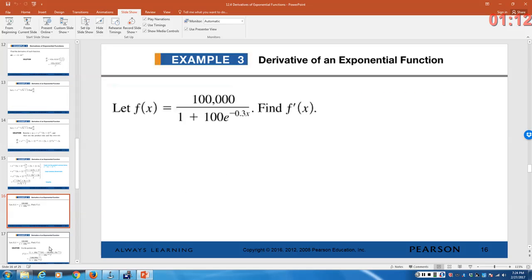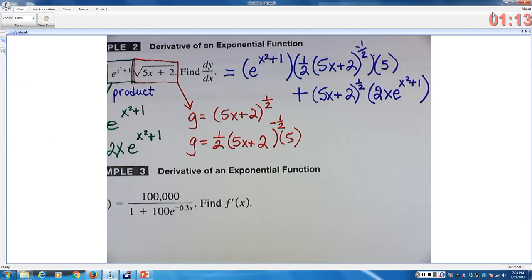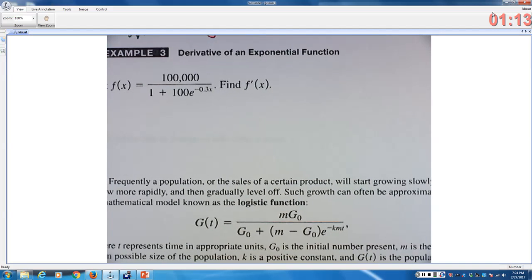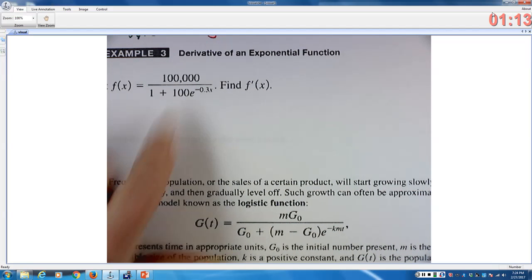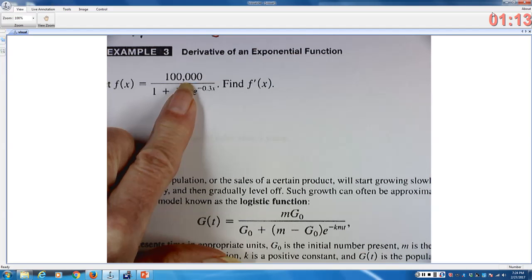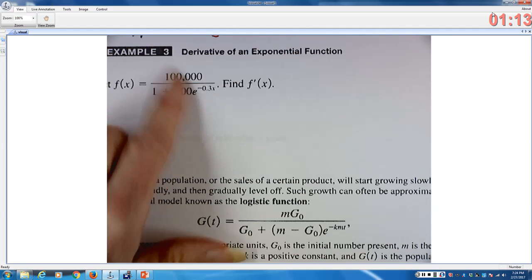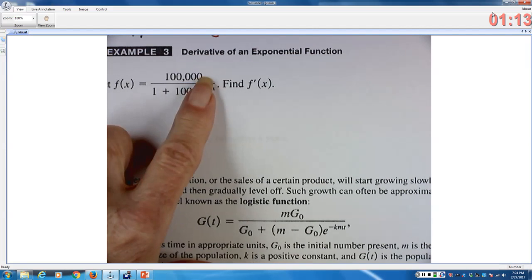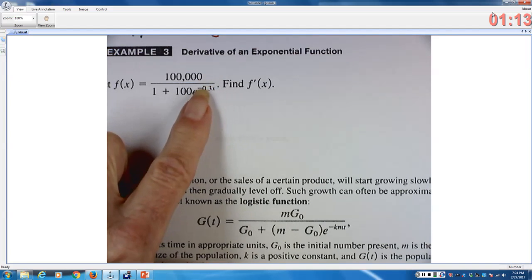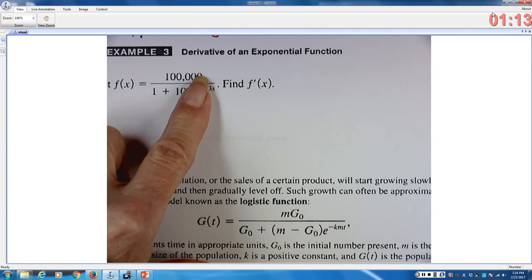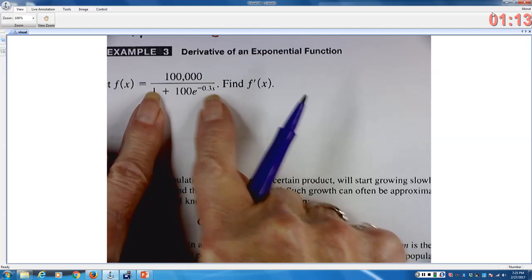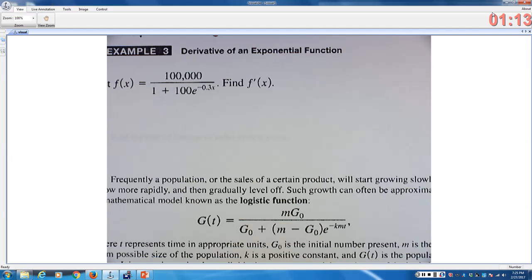So here's our next example. Realize that this is just a constant. Okay? This is not a quotient rule problem. Unless there's a variable in the numerator, it's not a quotient rule problem. You could use it as a quotient rule problem, but it just takes longer. If there's nothing but a constant in the numerator, don't use the quotient rule. Move the denominator up and make the power negative.